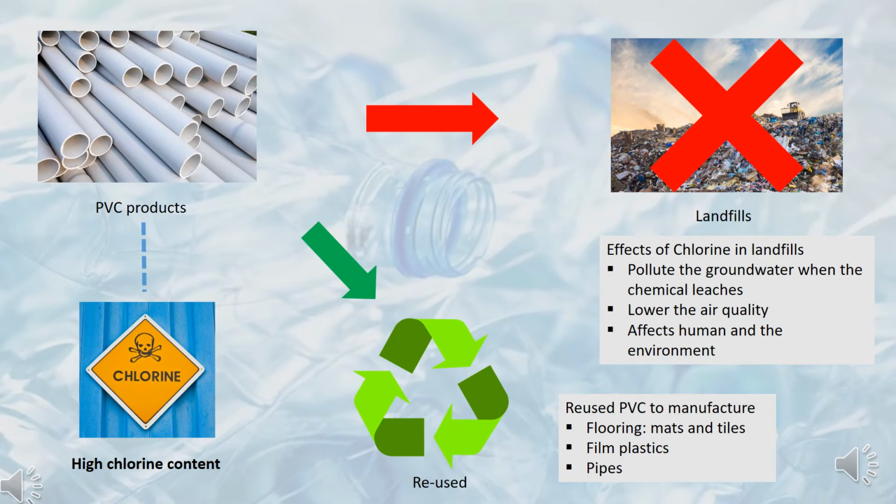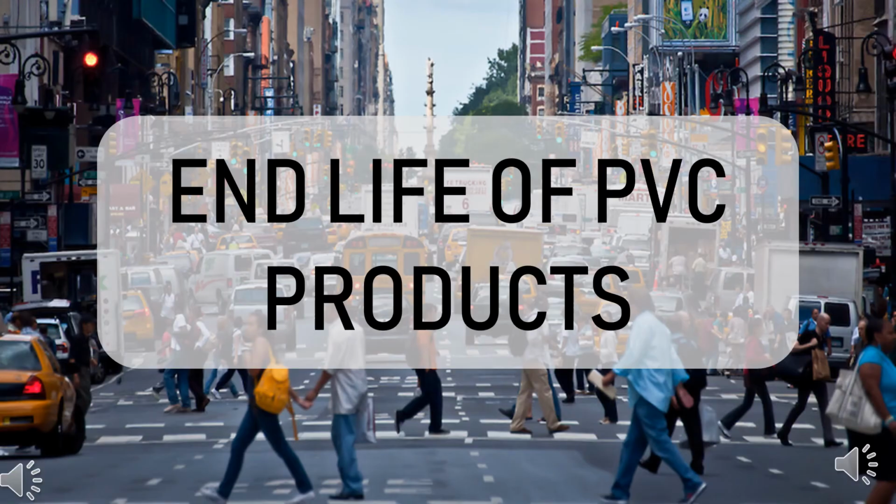This is because the additives in PVC plastics containing high chlorine content create further landfill problems by chemical leaching into soil and water. These chemicals pollute groundwater and air quality, and have harmful effects on humans and the environment. Considering these major drawbacks, PVC will be further reused to manufacture other products. Now let's take a closer look at the end life of PVC.